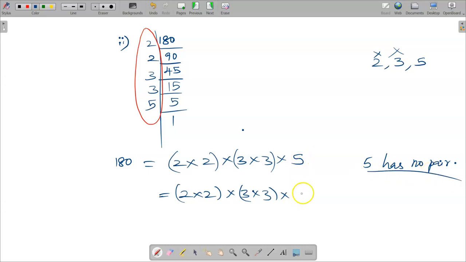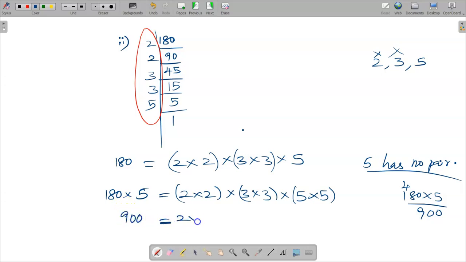So we have to multiply by 5 on both sides, such that the right hand side becomes a perfect square number. Also the left hand side will become a perfect square number by multiplying by 5. So now 180 into 5 is a perfect square. 180 into 5: 5 into 0 is 0, 8 fives are 40, so 4, 5 ones are 5, 5 plus 4 is 9. So the left hand side is 900. 900 is equal to 2 into 2 into 3 into 3 into 5 into 5.